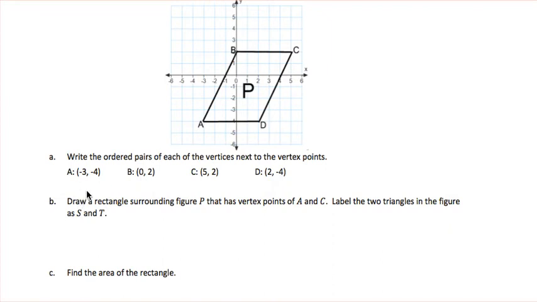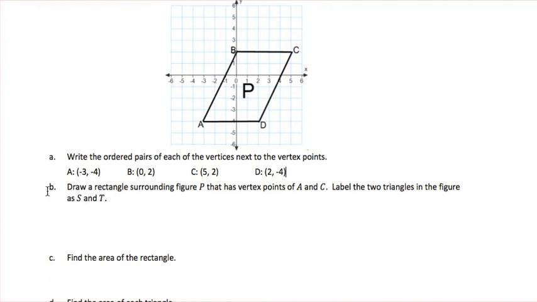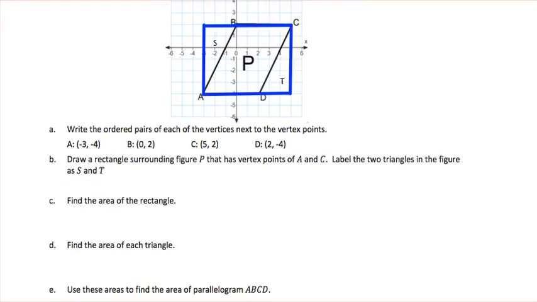Next, we're asked to draw a rectangle surrounding figure P that has vertex points of A and C. So we're going to draw a rectangle like so, and label the two triangles that are formed as S and T. Then we're asked to find the area of the rectangle that we just formed.